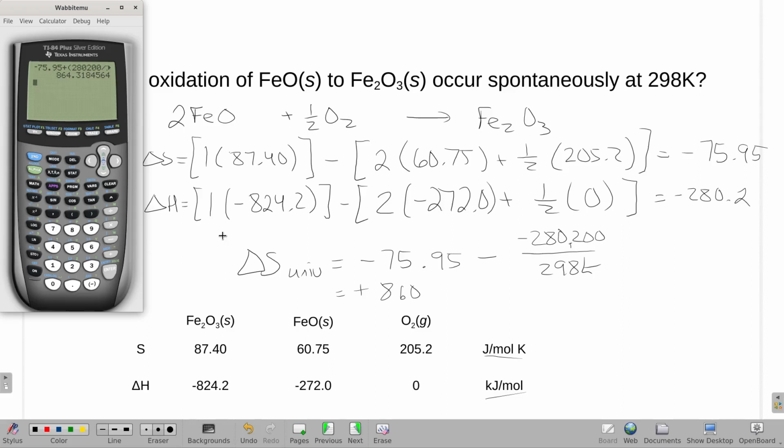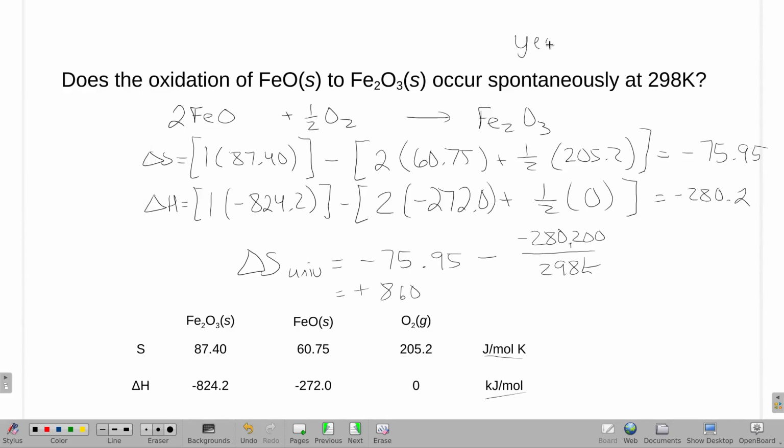The fact that it's positive tells me that it is spontaneous. Had it been negative, we would have said it was non-spontaneous. But since this is positive, that is spontaneous. All right, that sure was a lot of work to figure out if something was spontaneous.